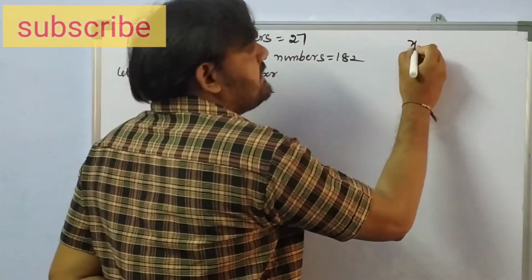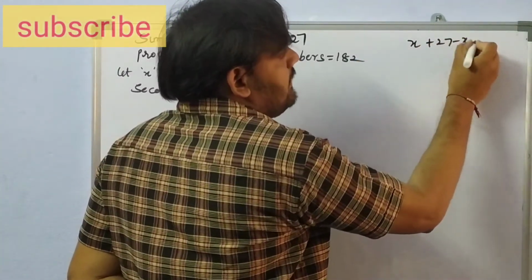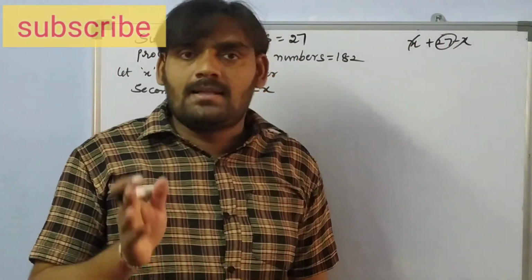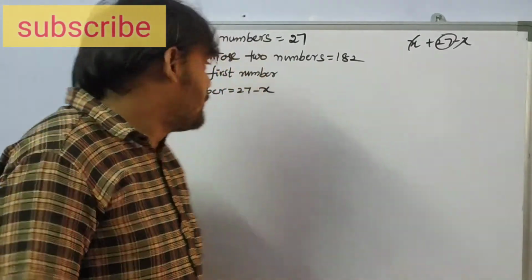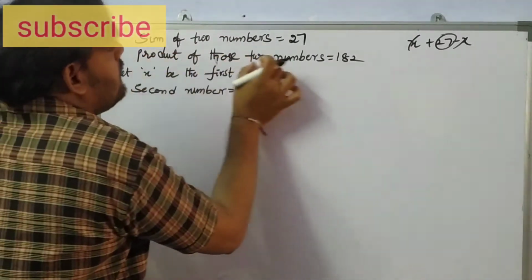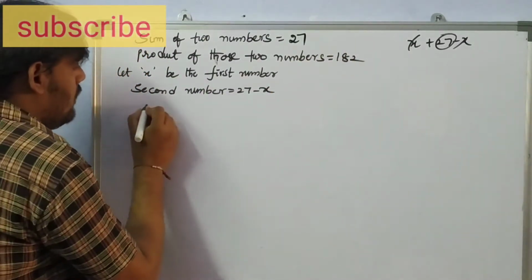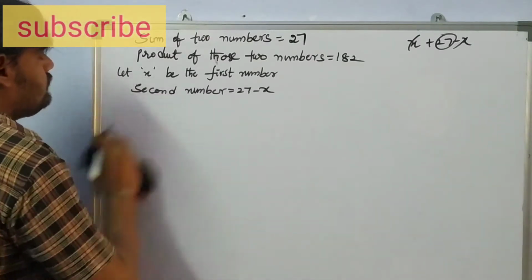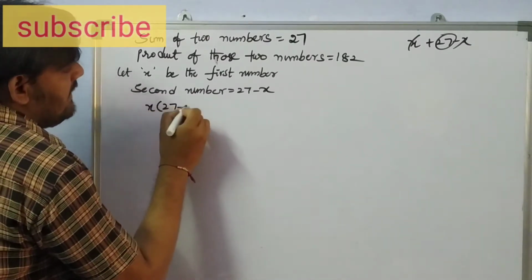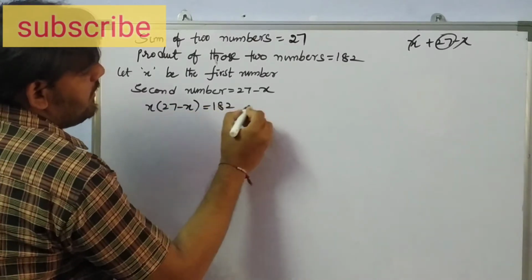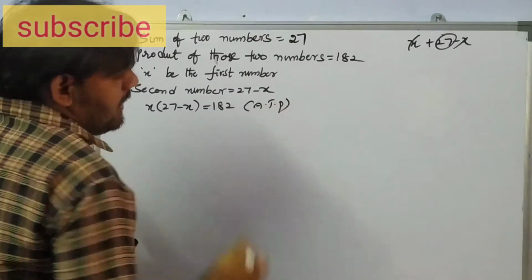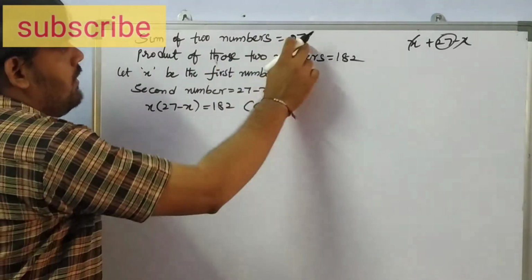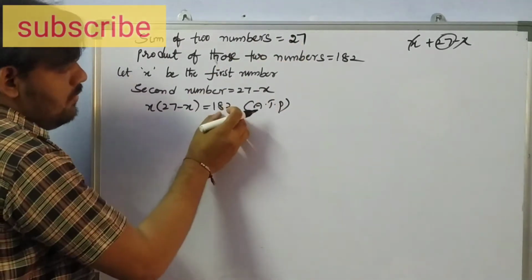If you add x and 27 minus x, you will get 27 only. Like that we need to assume the first number is x and the second number is 27 minus x. So according to the problem, the product of those two numbers is 182. Now x into 27 minus x is equal to 182. According to the problem, the sum of the two numbers is 27 and the product of these two numbers is 182.